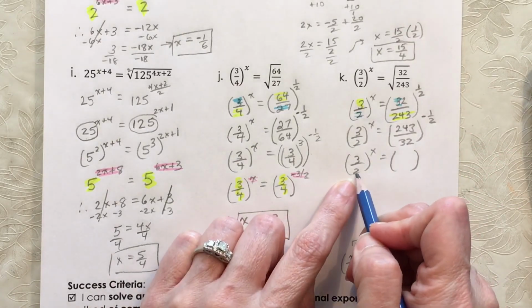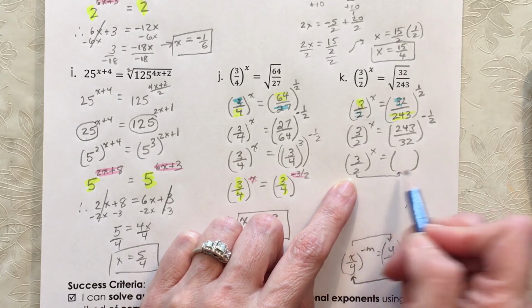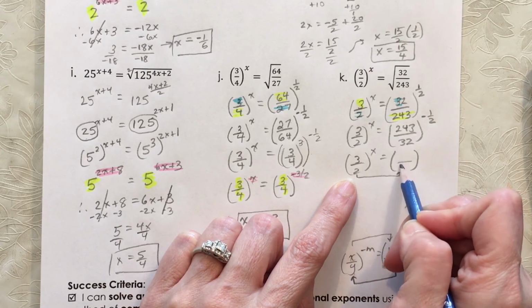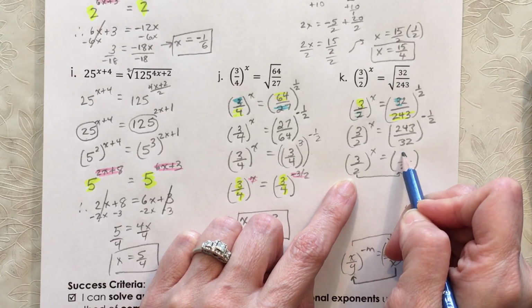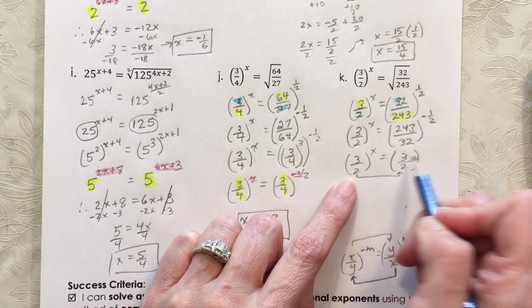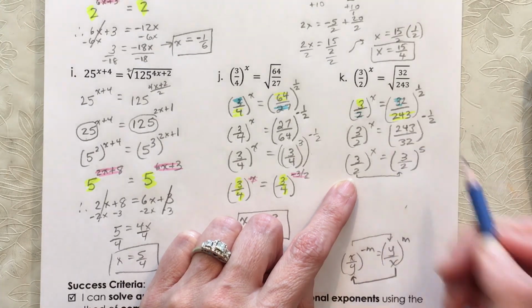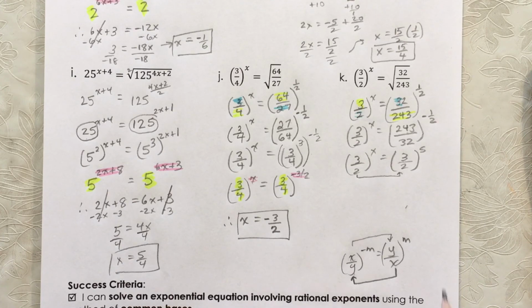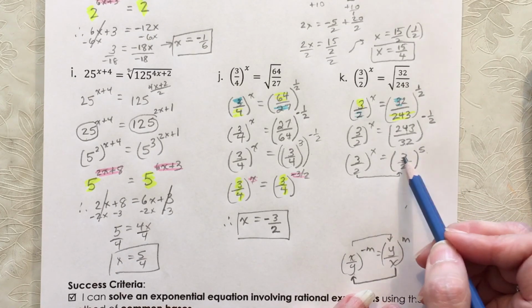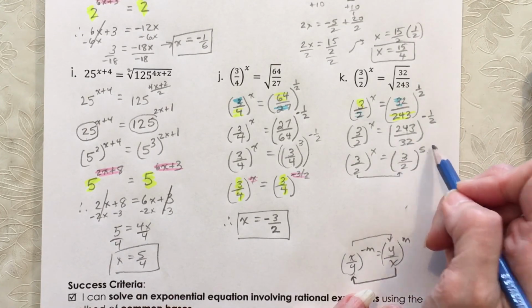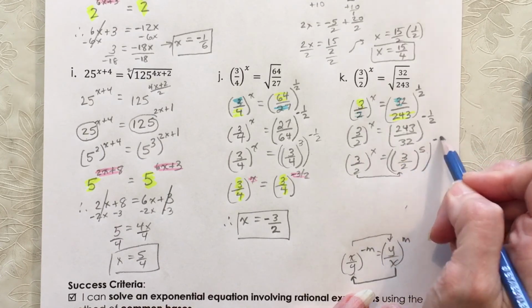So for instance, I know that 2 to the 5th is 32. So I'm hoping that 3 to the 5th is 243. So I can check those on my calculator. 2 to the 5th is 32. 3 to the 5th is 243. That's all still to the negative 1/2.